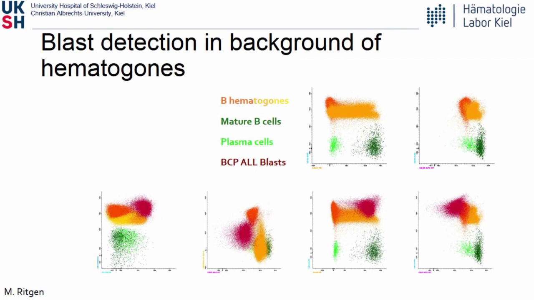And this I like the most. The CD20 against CD10 plot, you see a nice development of normal B cells with aberrant B cell blasts. You can see that they have a higher CD10 expression with lower CD20 expression than mature B cells, but higher than early hematogones.